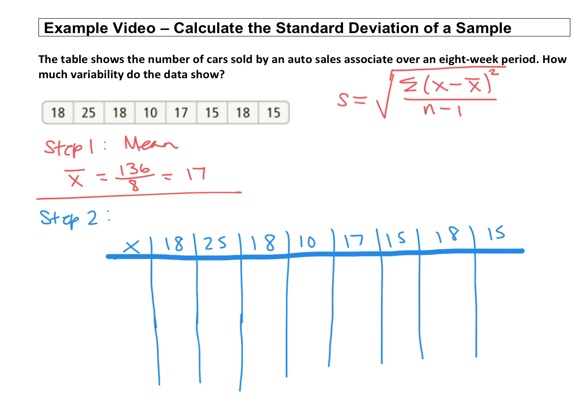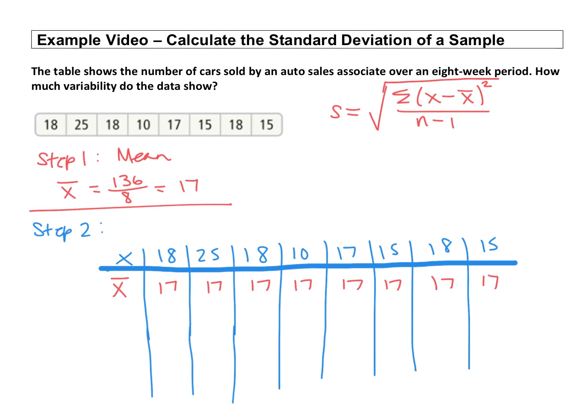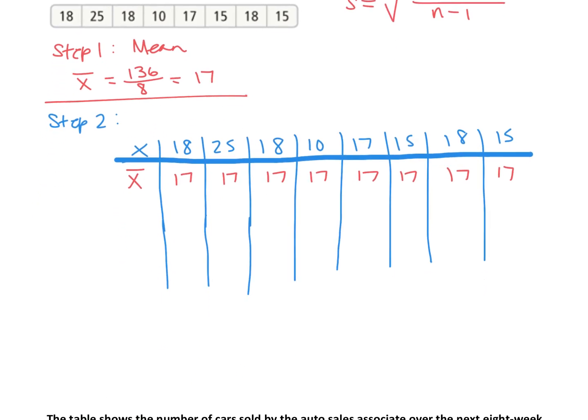All right, so I just paused it to fill that in. Go ahead and pause and fill in if you need to. The next thing is we're just going to go ahead and write in what that mean was. So the mean across the board is going to be the same, 17. We're basically going to be doing math within each column, so this is just showing us what numbers we're going to use for each column we have here.